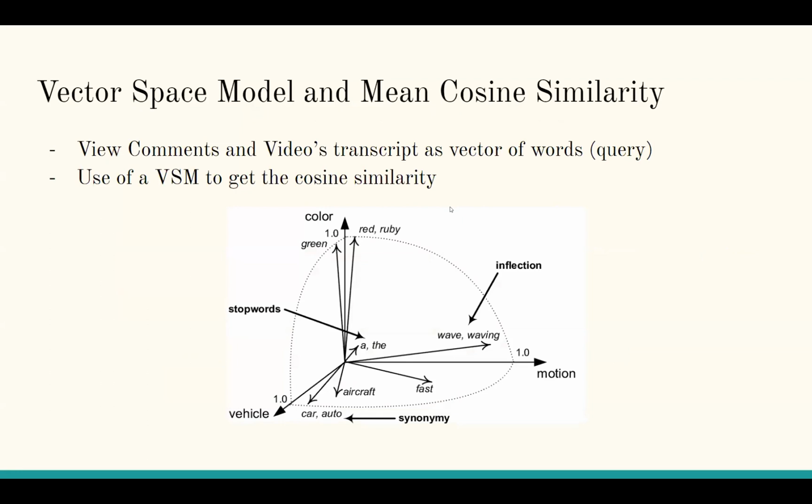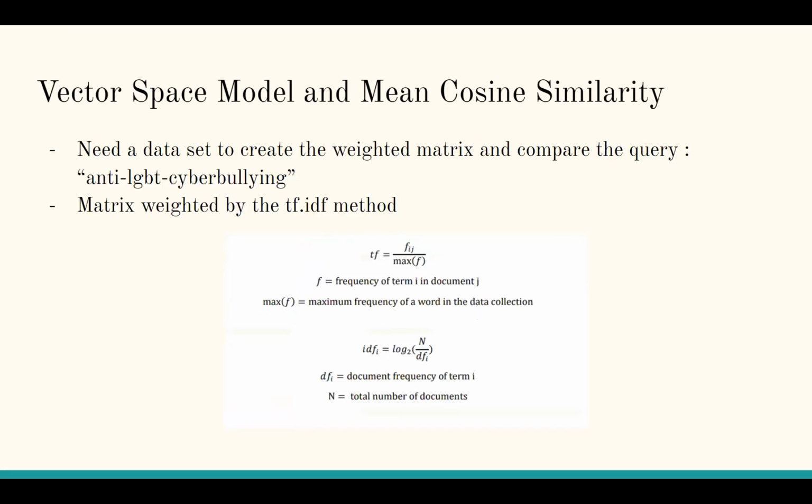So our first idea to see if a certain text, video, or comment is for or against the LGBTQ cause was to use a vector space model and what we call the mean cosine similarity. We viewed the comments and video transcripts that we get from the YouTube API as a vector of words, like in a query, so we can use a vector space model to get the cosine similarity.